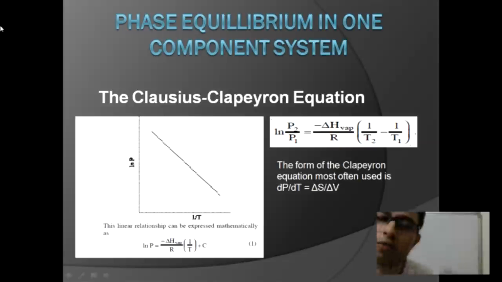Let's discuss now the phase equilibrium in one component system. Any thermodynamic condition or any equilibrium condition is determined by its pressure, temperature, and composition of the system. This equation is given by Clausius and Clapeyron, two scientists, and is named after them. It gives the equilibrium state for a given set of temperature and pressure. So temperature and pressure determine the state of equilibrium of a system.